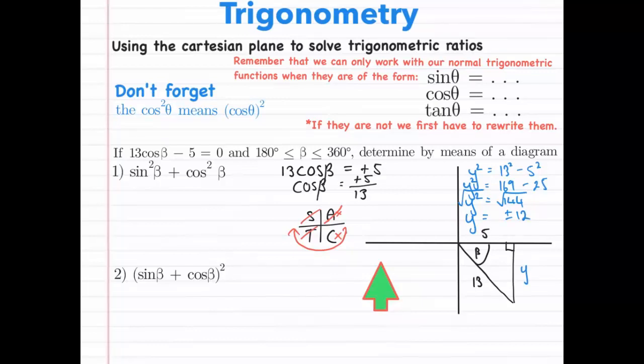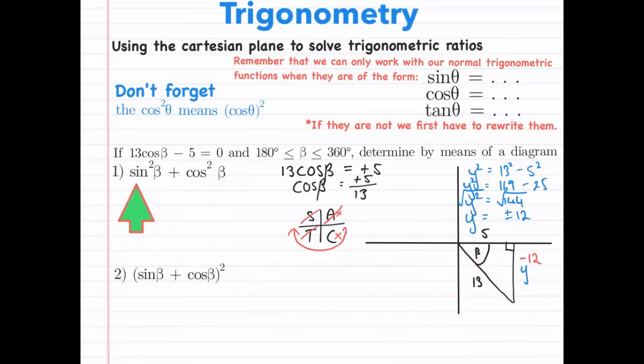Now, it's up to us to go and make sure if it's a positive 12 or a negative 12. And look at the y, it's below our x-axis, so it will be a negative 12. And I'll write that in red. So y is equal to a negative 12. And there's my 3 sides. From here, we can work out any ratio that has the angle beta.